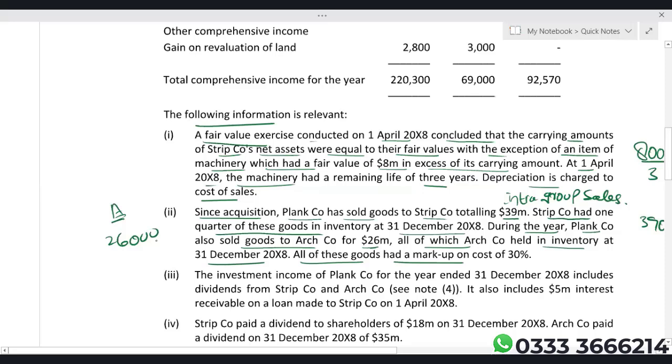Here, parent is the seller to associate. So again, unrealized profit on the stock will be added to the COGS, but unrealized profit in case of parent and associate will be eliminated according to the parent's holding. 26,000, it will be 30 upon 130. But after that, we have to multiply with the parent's holding, which is 35%. I'm getting 2,100. So since parent has sold goods to associate, this 2,100 will also be added to cost of sale.